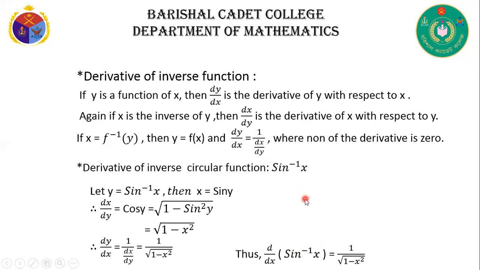When we solve problems, then we use this formula. Previously, we used d by dx sine x is equal to cos x. Now, when the given function is an inverse function, we can write d by dx sine inverse x is equal to 1 by root 1 minus x square.